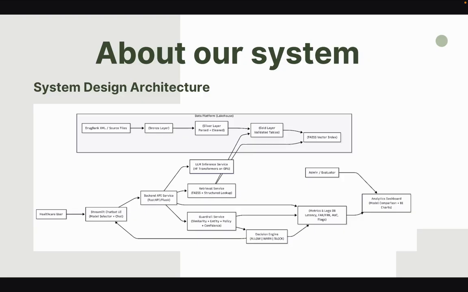As you can see, this is our full end-to-end architecture where the healthcare user submits a question in Streamlit UI. The query processor normalizes it and logs the request. The retrieval module fetches top key evidence from DrugBank gold tables using FAISS. The selected LLM generates an answer, and the guardrail module computes grounding similarity, entity overlap, policy rule checks, and confidence score, which is either 0 or 1. Based on that, the decision engine either allows, warns, or blocks the answer. Everything is logged into our metrics database and shown in the analytics dashboard. This builds directly on our previous bronze, silver, and gold pipeline.